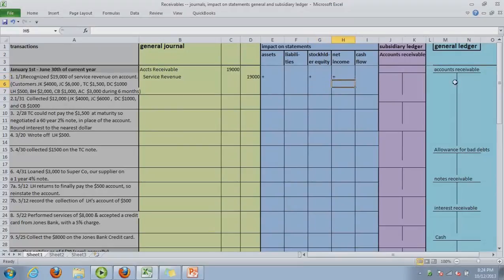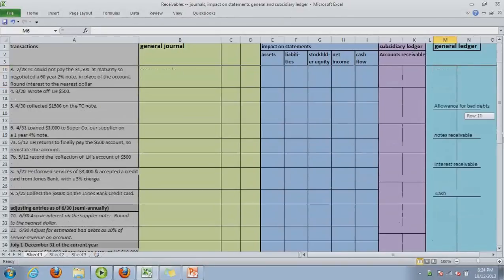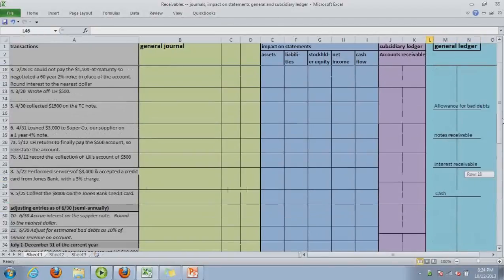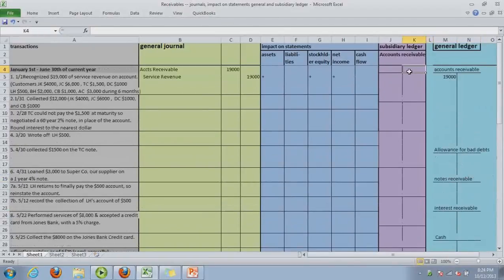Okay, then at the end of the period, the accounts receivable would be posted to the general ledger. Software posts it, of course, right away, which is the nice thing about software. And then down here we have service revenue. And then what certainly would be a headache in a manual system is posting to the subsidiary ledger. So we have all these customers, JK, and it's of course a debit in the journals. It's a debit in the subsidiary.